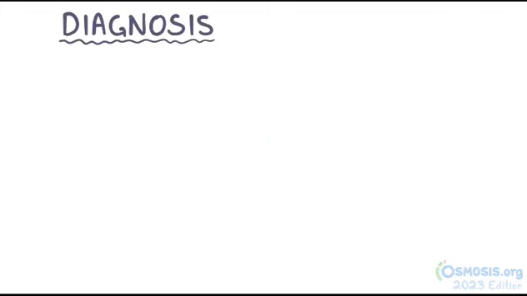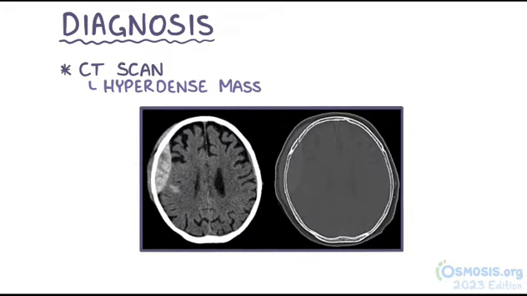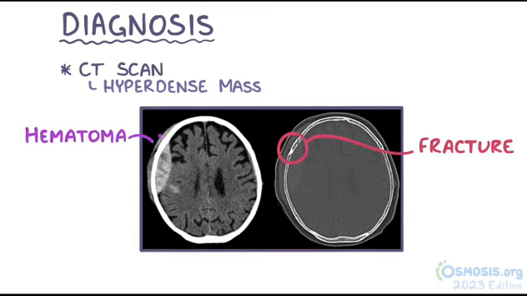Diagnosis of an epidural hemorrhage is typically done with an imaging study. On a CT scan, an epidural hematoma shows up as a hyperdense mass, meaning that it looks more white than the surrounding healthy brain tissue. Here's a CT scan of an intracranial epidural bleeding. On the left of the skull, there's a fracture, and underlying it is a hematoma, with a characteristic biconvex shape, meaning that it's curved on both sides.